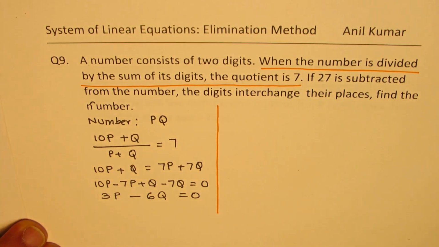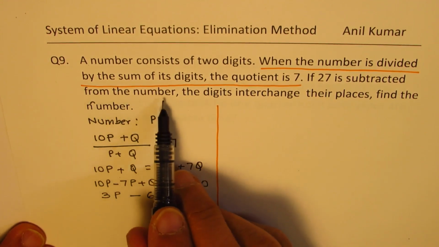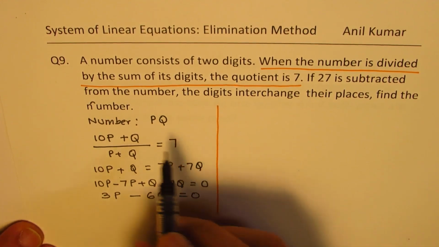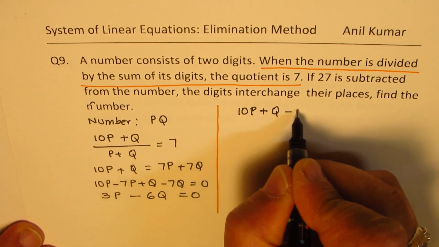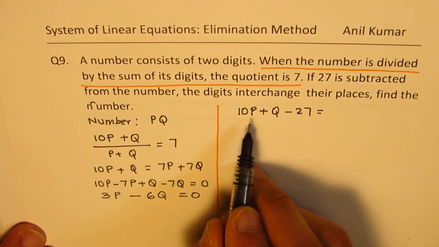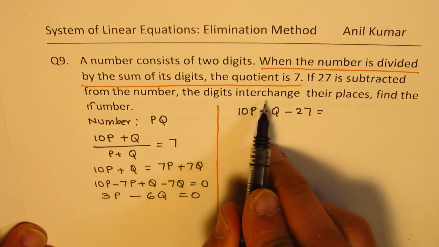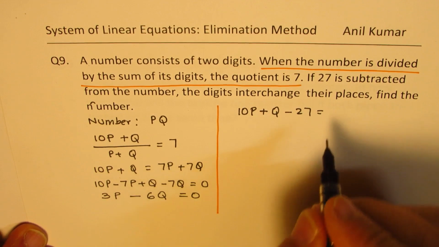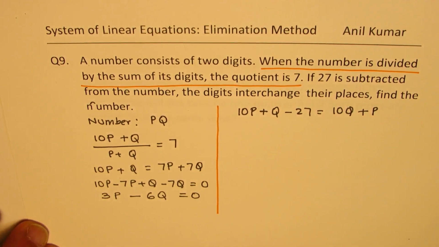So we get one of our equations. Second one, if 27 is subtracted from the number, the digits interchange. So the number is 10P plus Q minus 27. So that is 27 subtracted from the number. Digits interchange, so it becomes QP, right? So it becomes 10Q plus P. Does it make sense to you?